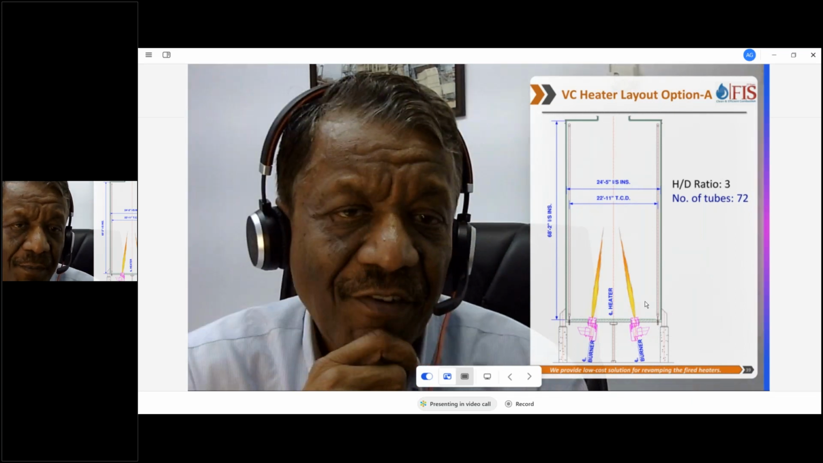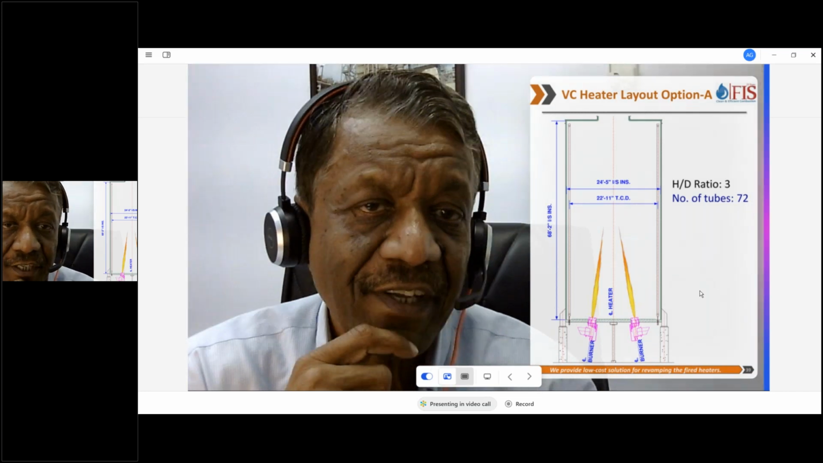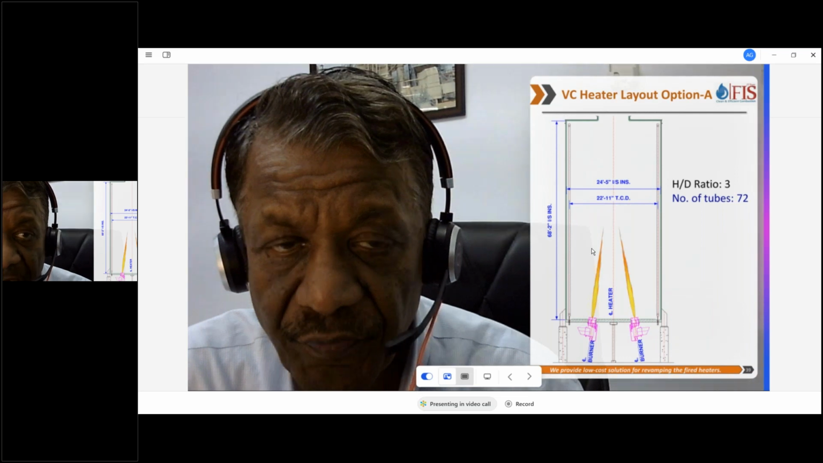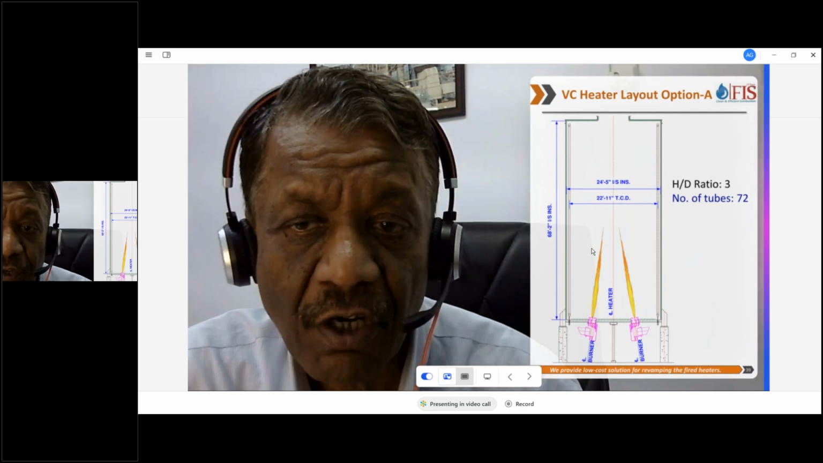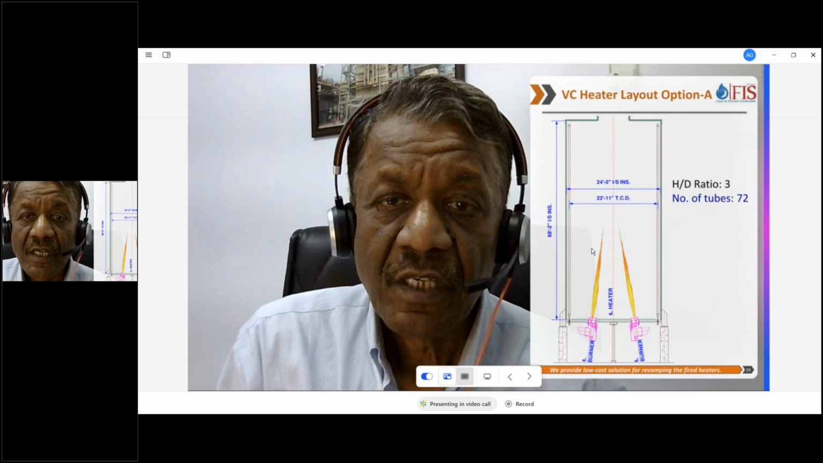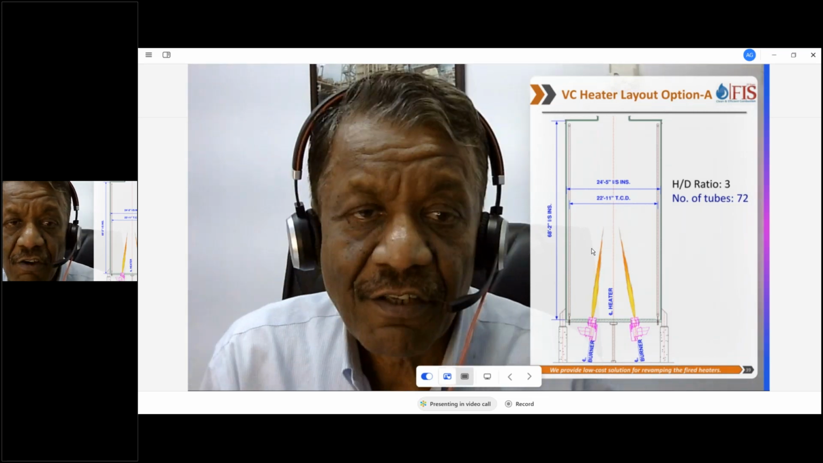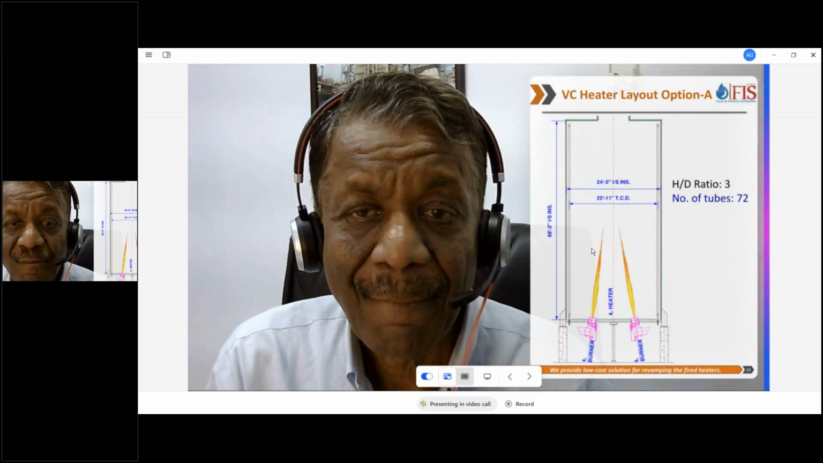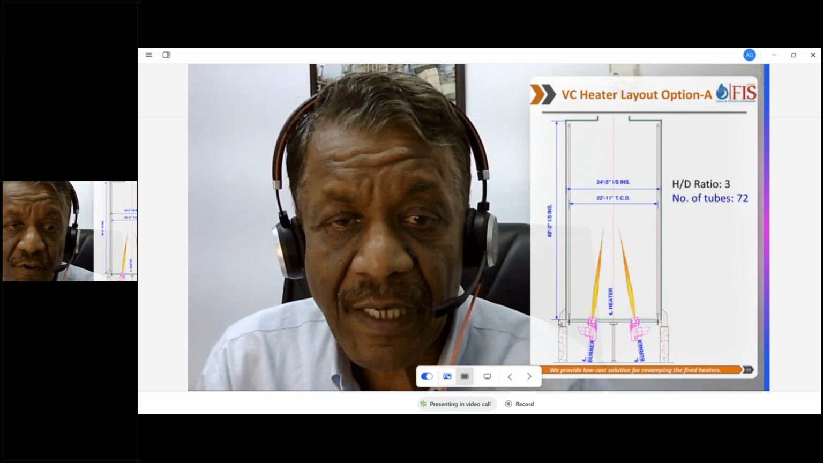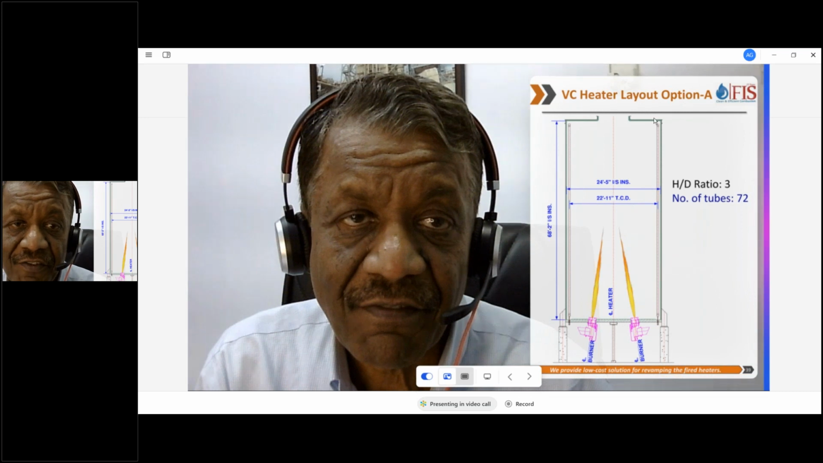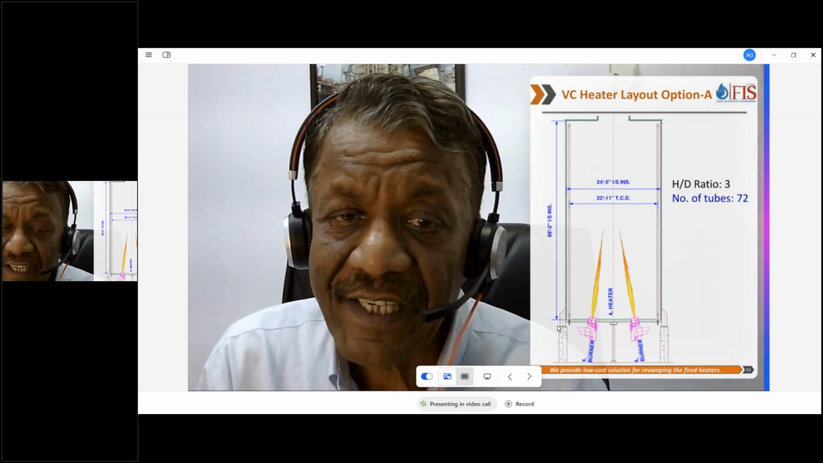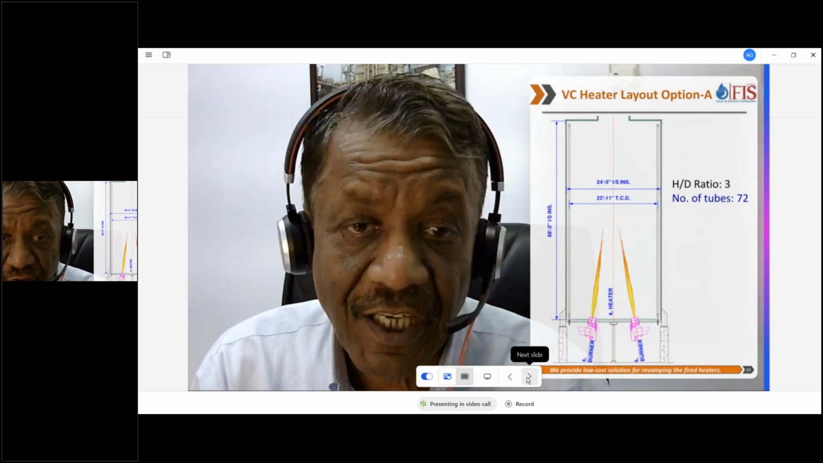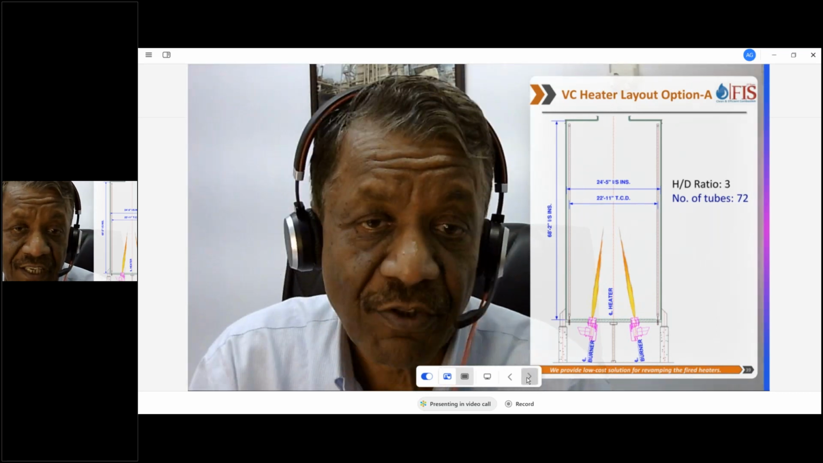We found the burners are very close to the tubes. We don't want to give this heater. Although the higher the H by D ratio, the lower the cost. A tall, narrow heater is always cheaper than a short, stubby heater. So if I wanted to save money, we could have given this design, but we decided against it because we didn't really like it. It was also violating the API requirement from that time. Now they have relaxed it.